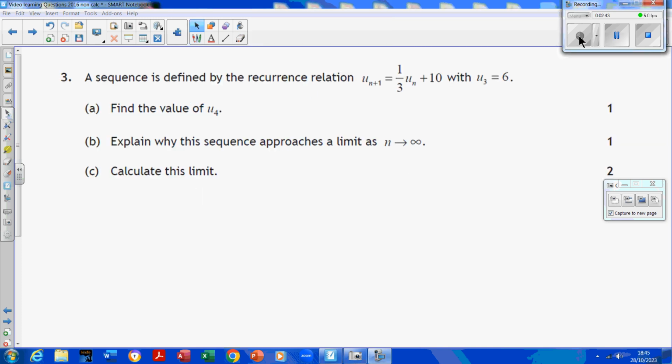Next question is on your sequences. A sequence is defined by the recurrence relation un plus 1 equals a third un plus 10 where u3 is equal to 6. Find the exact value of u4.